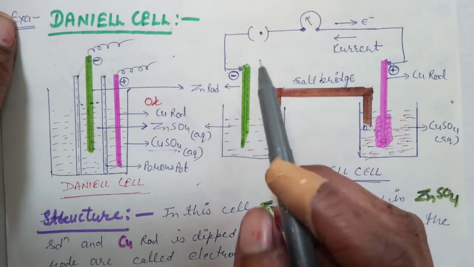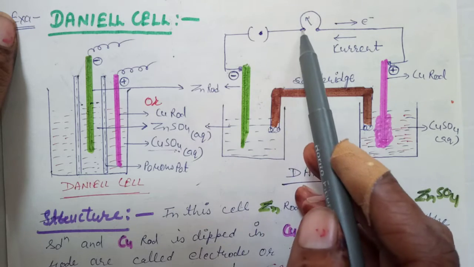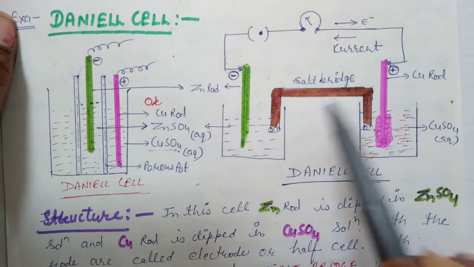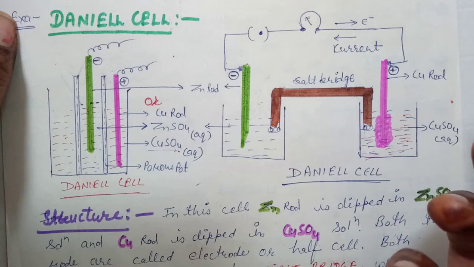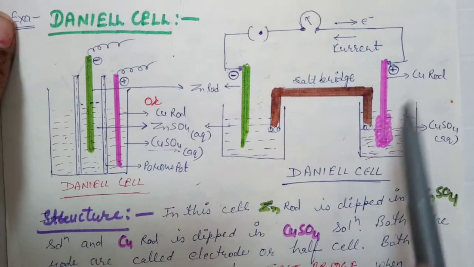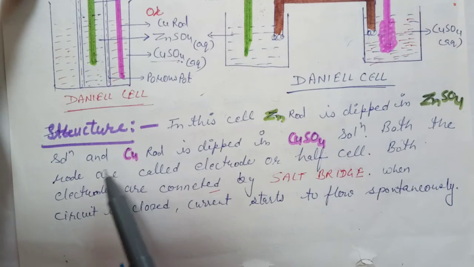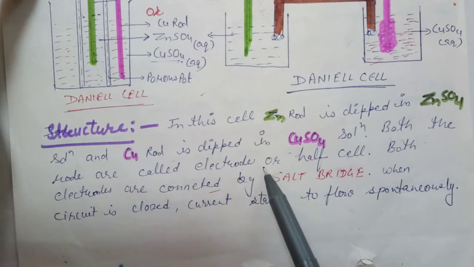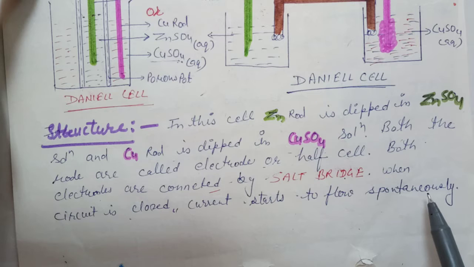Okay, when we close the circuit, this is the key and this is the galvanometer, the electricity starts to flow, we can say the current starts to flow. So first of all the structure is clear. In this cell, the Zn rod is dipped in ZnSO4 solution and the Cu rod is dipped in CuSO4 solution. Both rods are called electrodes or half cells. Both electrodes are connected by a salt bridge and the circuit is closed. Current starts to flow spontaneously.